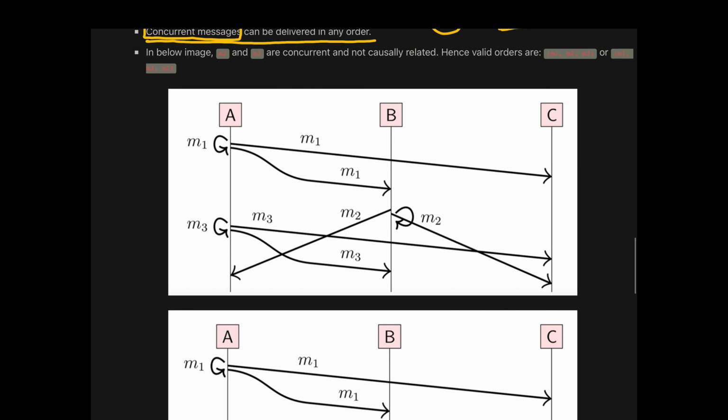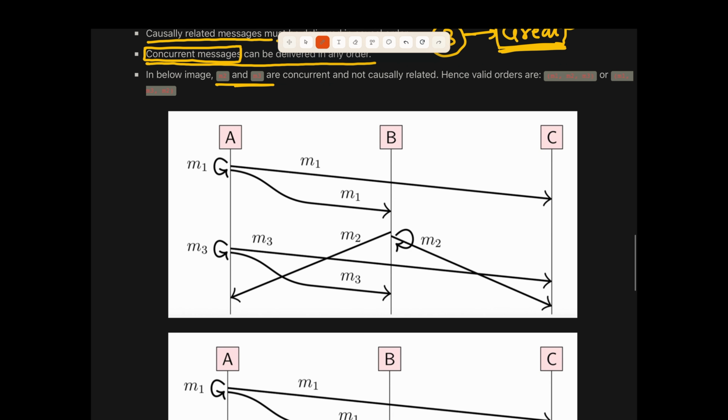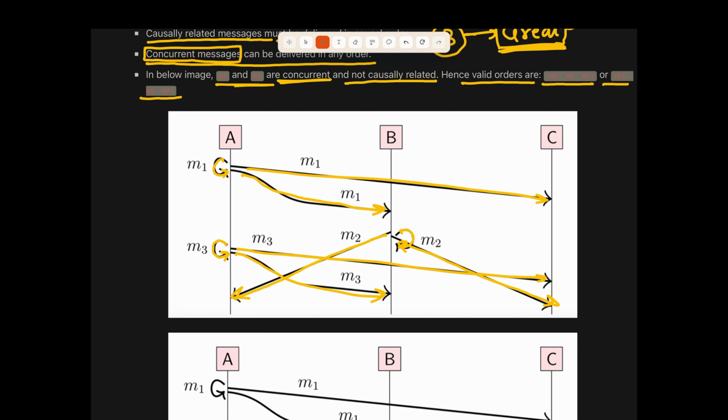Consider this. In the below image, M2 and M3 are concurrent and not causally related. Hence the valid orders are M1, M2, M3 or M1, M3, M2. So this is M1. It is being broadcasted by Amit. This is M2, which is broadcasted by Bhavna. And this is M3, again broadcasted by Amit to Bhavna and Champak. You see that M2 and M3 are concurrent. They are not causally related. So the valid orders will be M1, M2, M3 or M1, M3, M2.